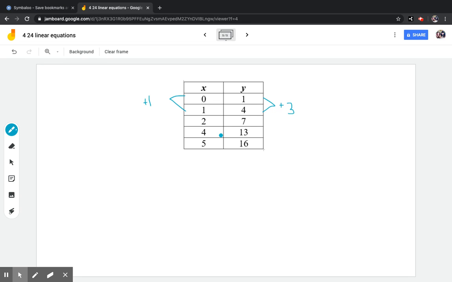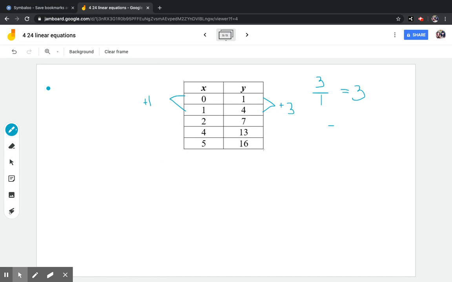So this one would just be plus 1. All right, I'm going to put my y change over my x change. So I have 3 over 1. Well, 3 divided by 1, that's nice and easy. That just equals 3. So we already know that m equals 3. So let's try the easiest one, 0 and 1.